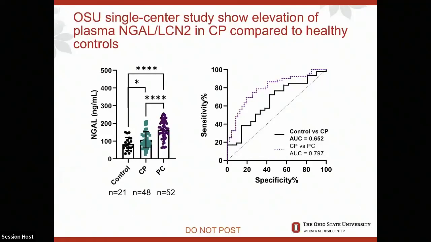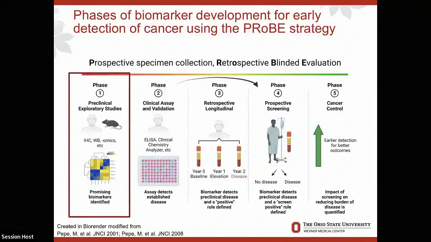So when we looked at our single-site data, we saw that NGAL was somewhat acceptable for differentiating between control and chronic pancreatitis. However, I will mention that there were not a lot of samples in this study, and there were a lot of clinical characteristic differences. But we used this to move on and power a bigger, more controlled study for assessing the biomarker ability of NGAL.